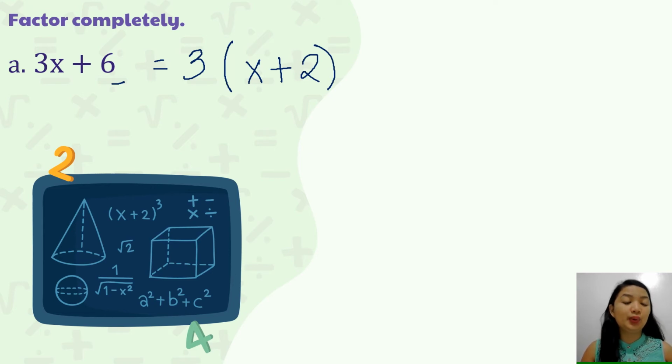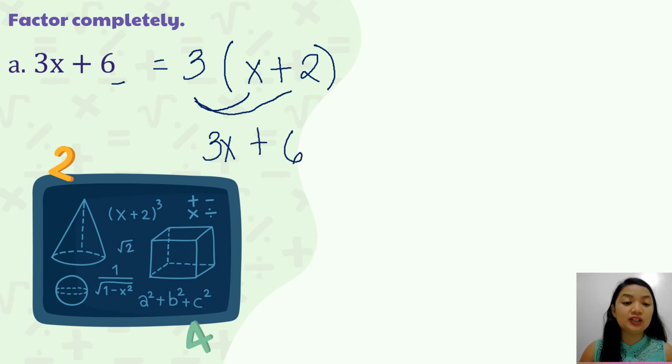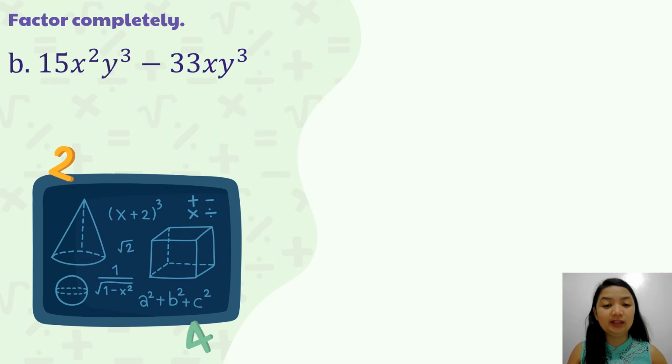If you are not sure with your answer, you may double check it. So let us multiply, since I told you a while ago that the reverse of multiplication is factoring. So to get the product, we multiply. So we have 3, distribute it to the terms inside the parentheses. So 3 times x is equal to 3x. And then 3 times 2 will give us positive 6. So since we have the same answers, therefore our factors are correct. Let's try another one.